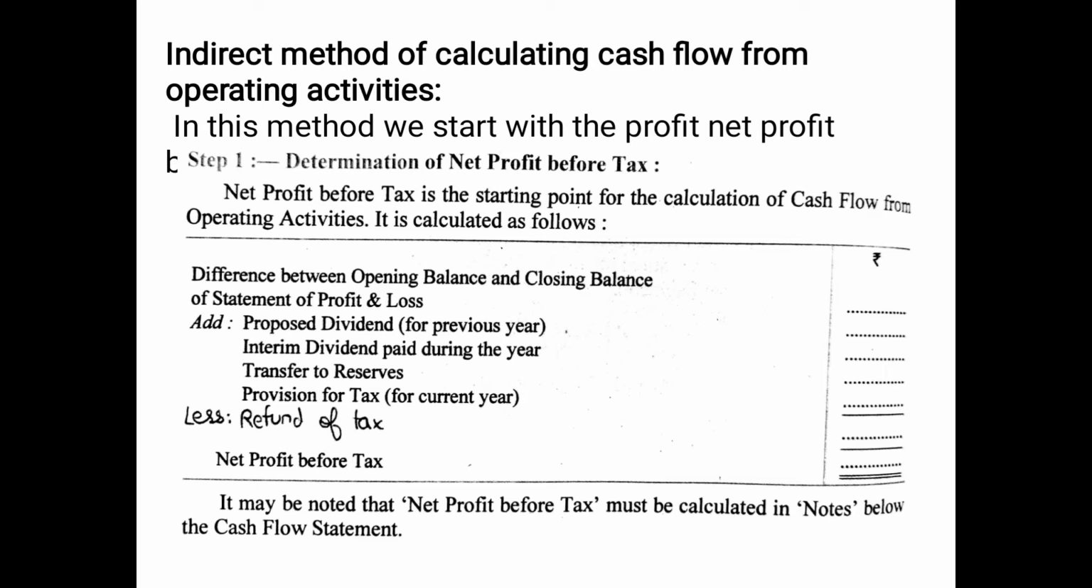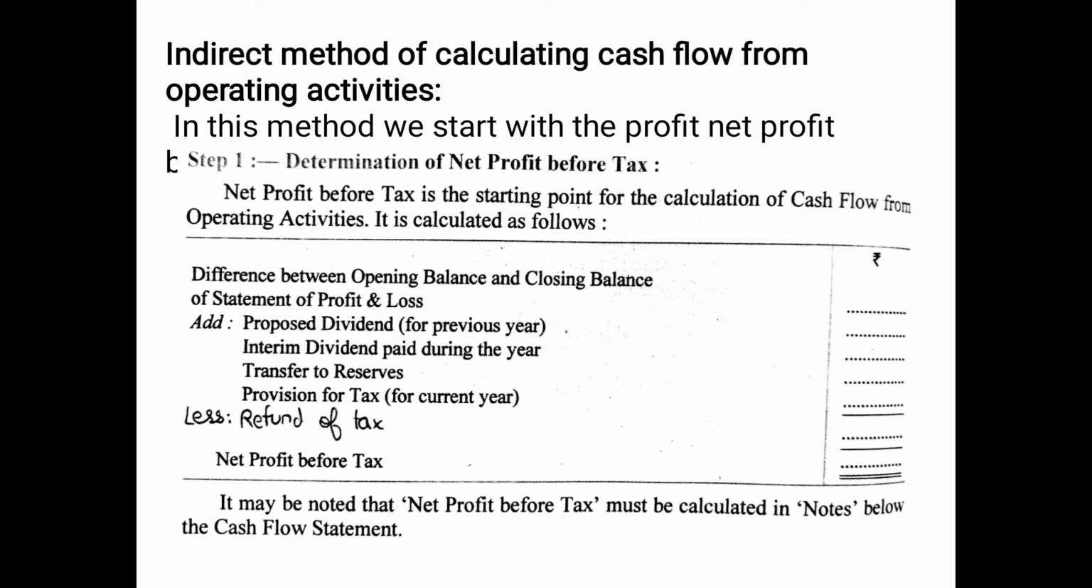So the first point is you will be taking the profit of the current year, and how will you be getting it? That will be taken as the difference between the opening balance and closing balance of the statement of P&L, because you will be given the consecutive balances, so you will just be digging out the difference between the two balances, and that will be considered as your profit or loss of the current year. If it is negative, that means it's a loss. If it is positive, that means it's a profit.